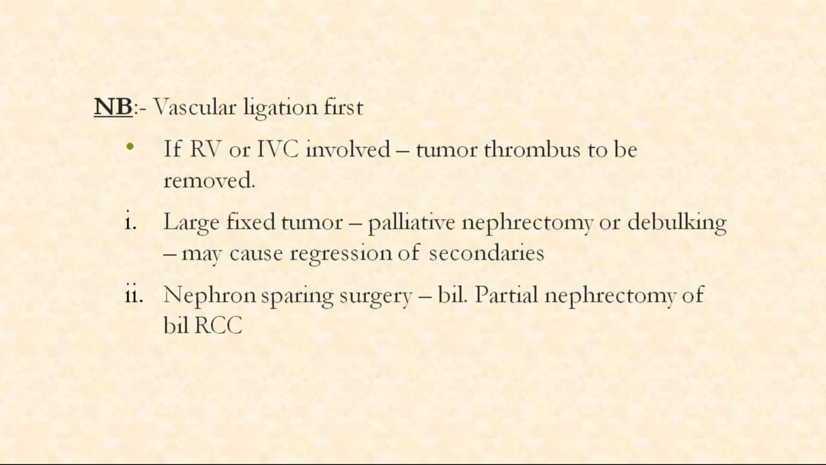So if it is not feasible to do radical nephrectomy, in such conditions you have to do debulking, or palliative nephrectomy is the treatment of choice. What happens is that if you remove the tumor, some regression of the secondaries can occur. Similarly, in Wilms tumor also nephron sparing surgery is done. Here also you should do nephron sparing surgery.